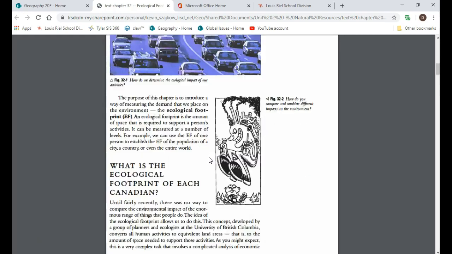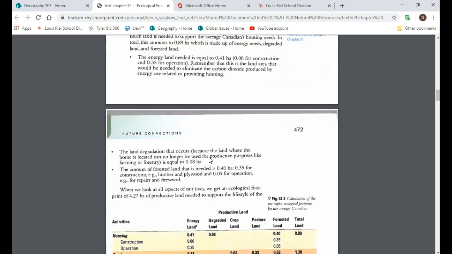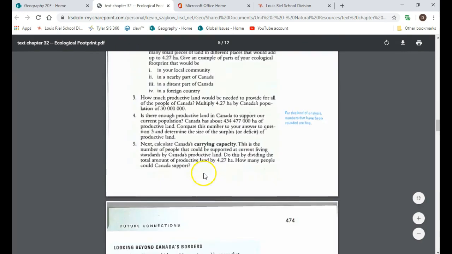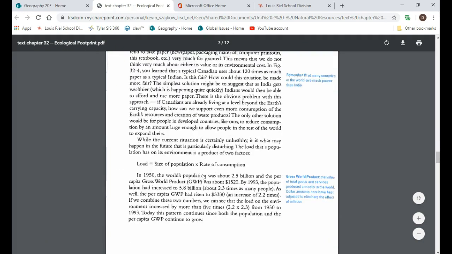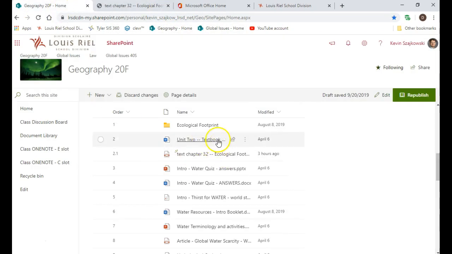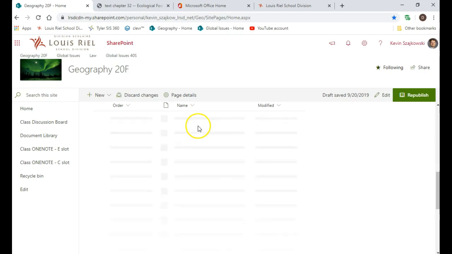And in this case, this is the chapter on ecological footprint. The page numbers are in the top corners, and so this allows anybody who doesn't have their physical textbook at home with them to still access what they need in order to answer the questions in the textbook study notes.